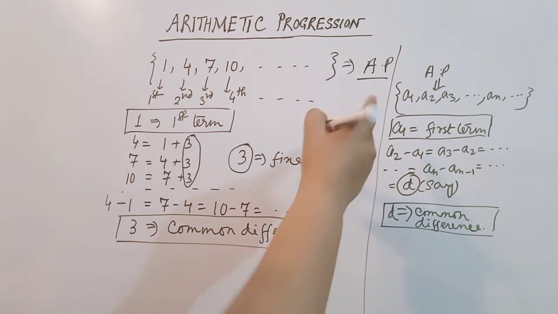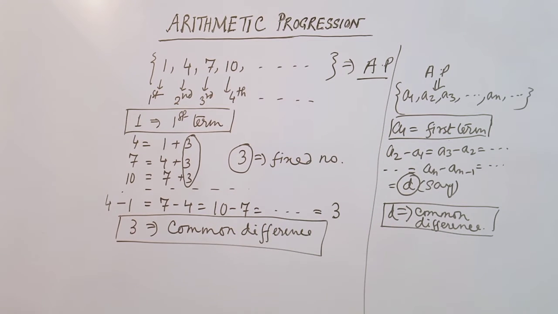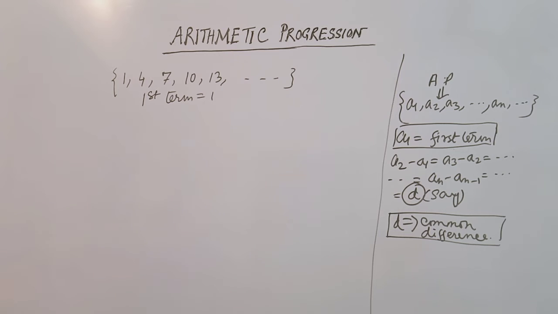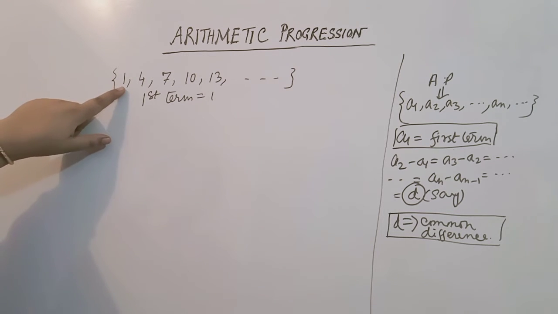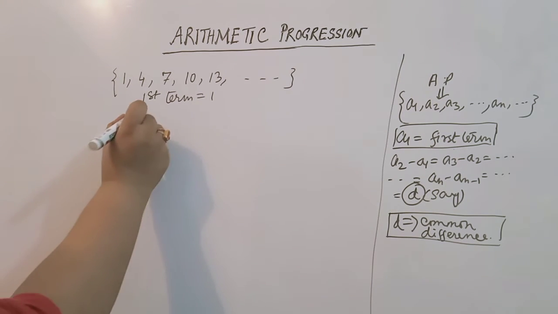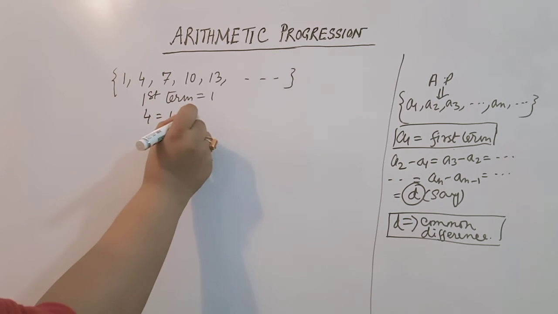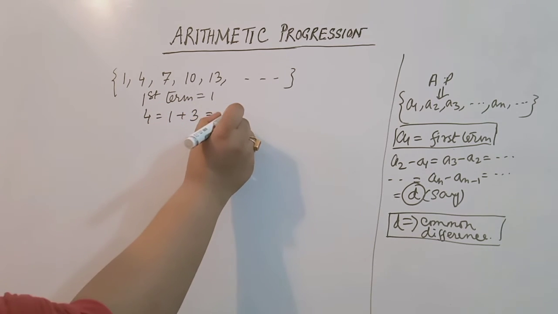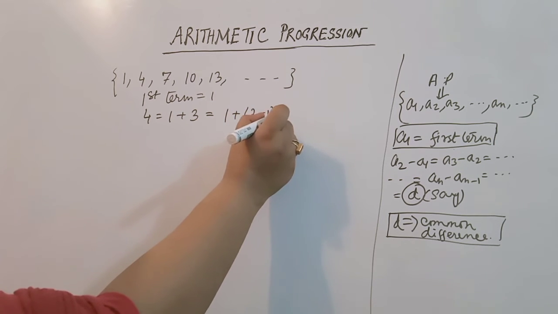And make sure, students, this first term and common difference, these two things are very important in the study of the arithmetic progression, because if you know the first term and common difference of any particular arithmetic progression, then the entire progression can be generated. Now let's consider the arithmetic progression again, which was 1, 4, 7, 10, 13 and so on. Where we know that the first term is 1. Now considering the second term 4, we get it is 1 plus 3. Now this can also be written as 1 plus (2 minus 1) into 3.